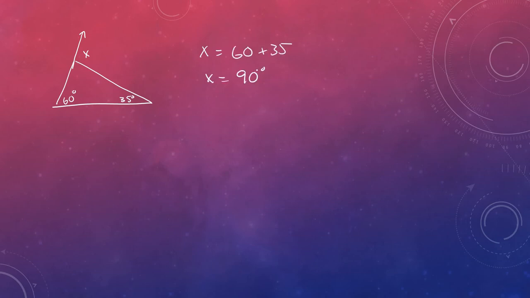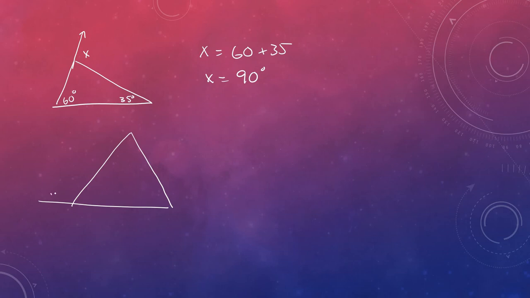So, whoops, let's go back. So, for example, if I draw this triangle, and I tell you that I want to find the value of this exterior angle, and I tell you that this is 60 and this is 35, you can tell me that x equals 60 plus 35, so x is 95 degrees.